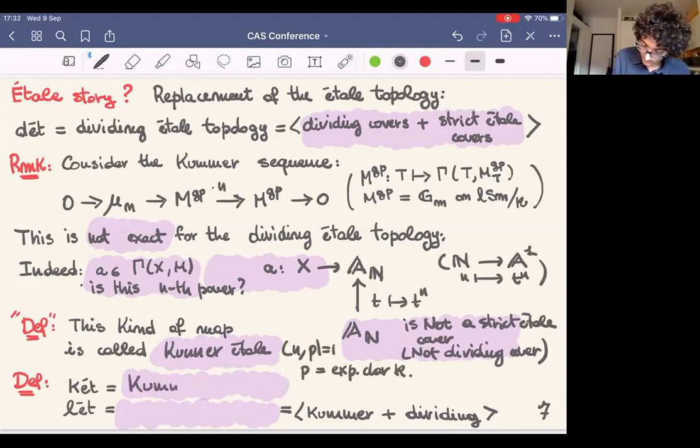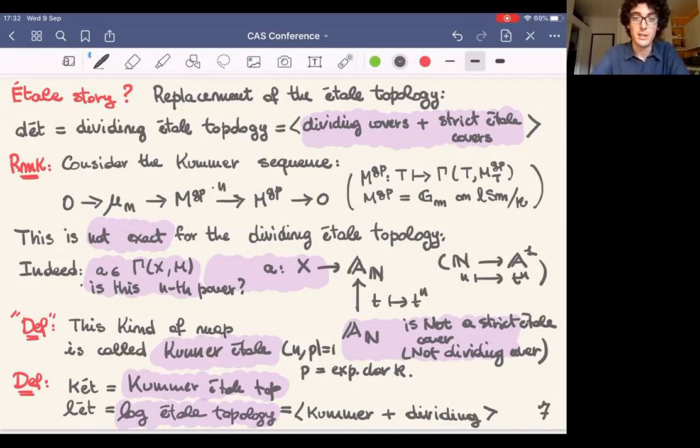That's the topology generated by Kummer étale covers, and the log étale topology, which brings back dividing covers in our picture. Okay, so if we consider the log étale topology or the Kummer étale topology, then the Kummer sequence becomes exact, which is something that we are happy with.